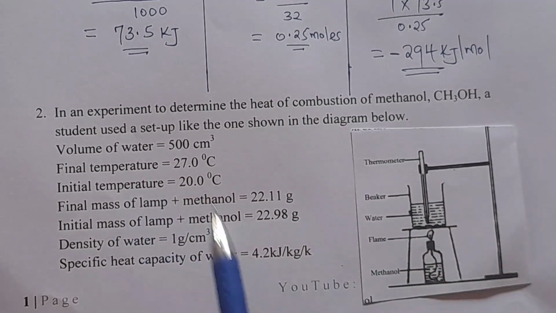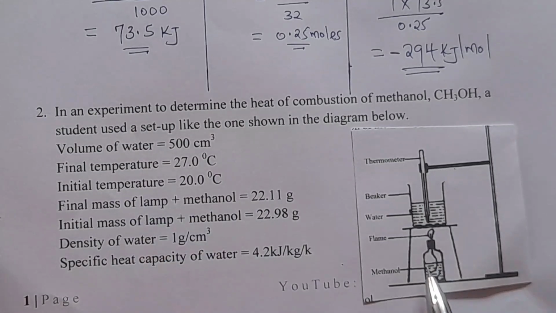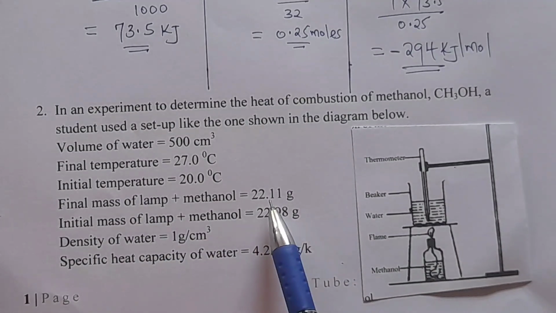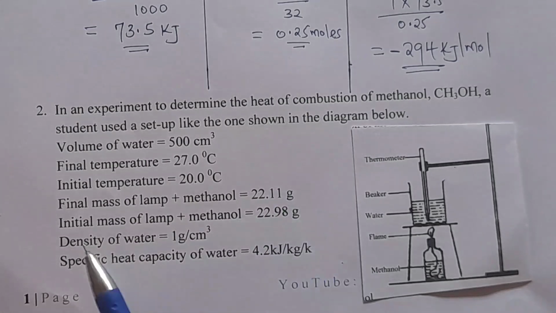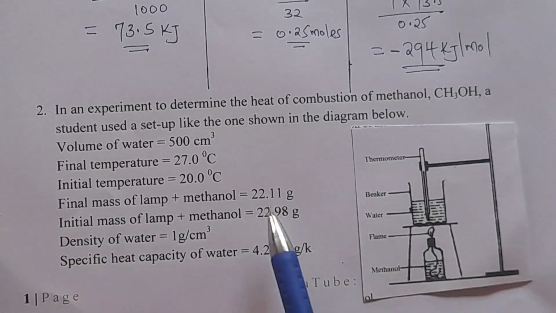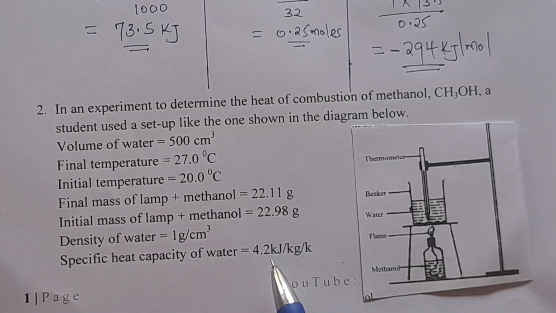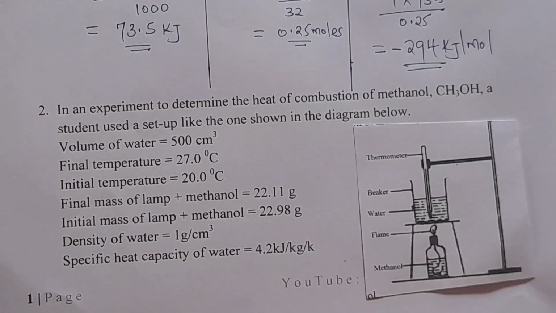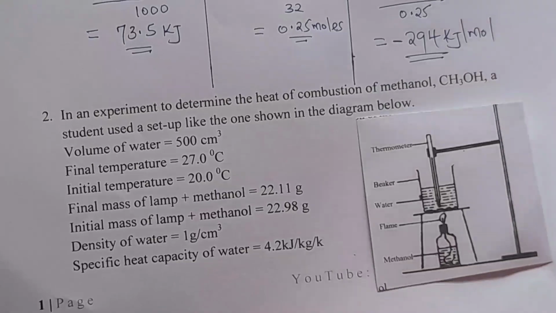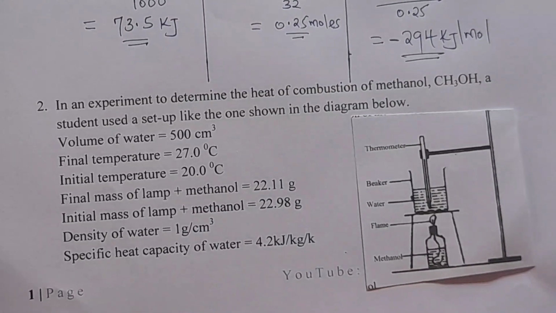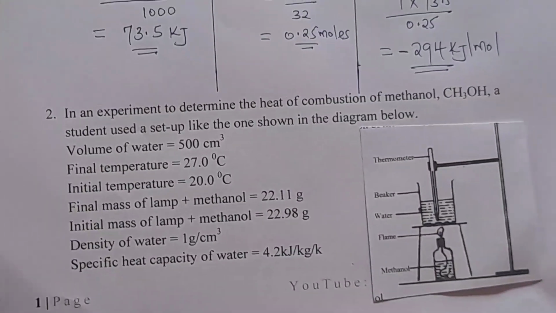We are having the volume of water, 500 centimeter cube, the final temperature, the initial temperature, and the final mass of lamp plus methanol, which is 22.11 gram. Then the initial mass of the lamp plus methanol, we're having 22.98 gram. The density of water is 1 gram per centimeter cube. The specific heat capacity is 4.2 kilojoules per kg per Kelvin. So the question that we are asked is, let's go to the other page.